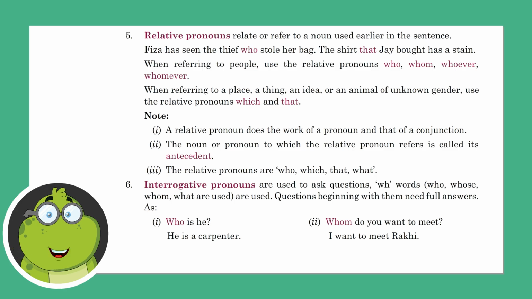Interrogative pronouns are used to ask questions. WH words who, whose, whom, what are used. Questions beginning with them need full answers, as: Who is he? He is a carpenter. Whom do you want to meet? I want to meet Rakhi.